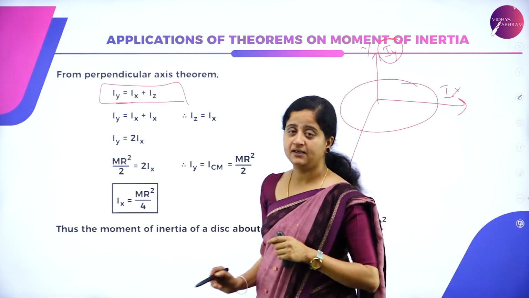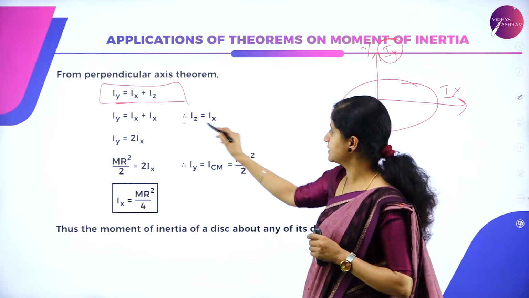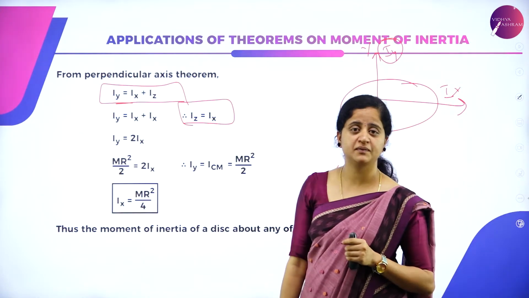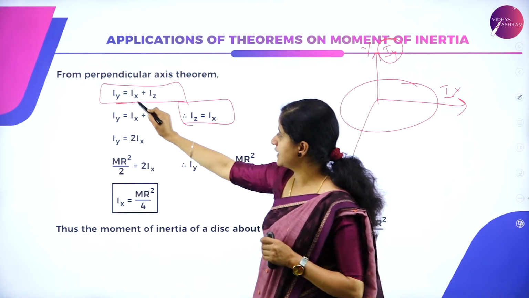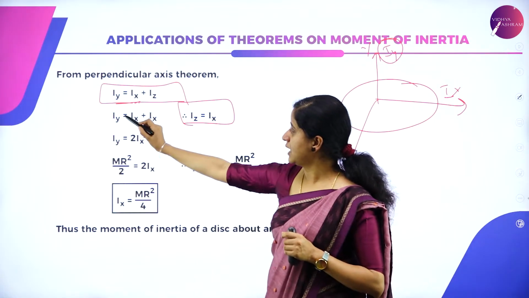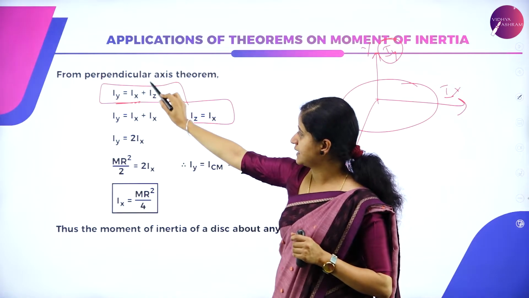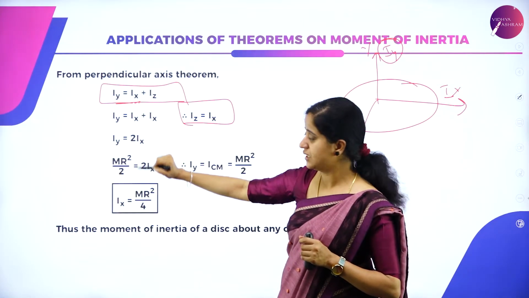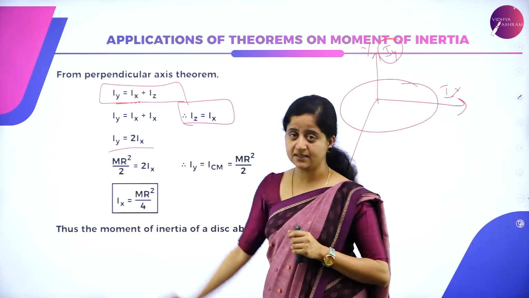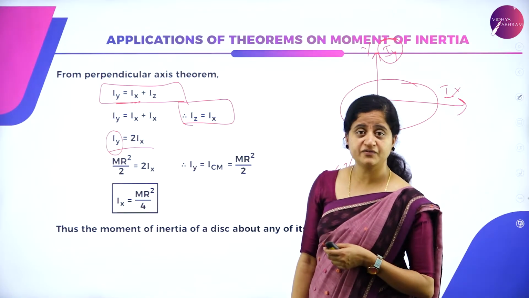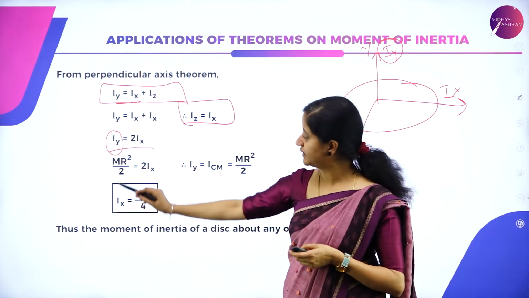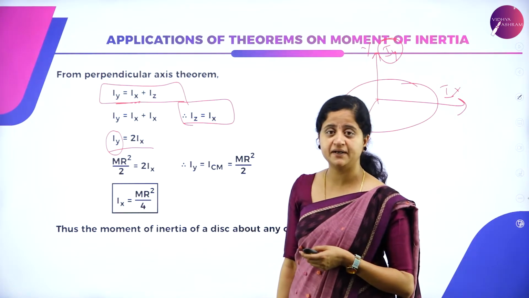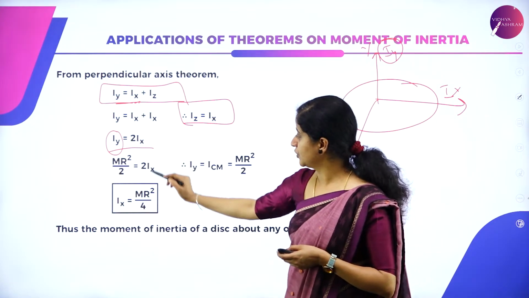So we know that x and z are equal, that is, the moment of inertia about z is equal to the moment of inertia about the x axis. So Iz is equal to Ix, and hence the above expression becomes Iy is equal to Ix plus Ix, which is 2Ix. The moment of inertia of a disc whose axis of rotation is perpendicular to it is given by mr square divided by 2, which is equal to 2Ix.